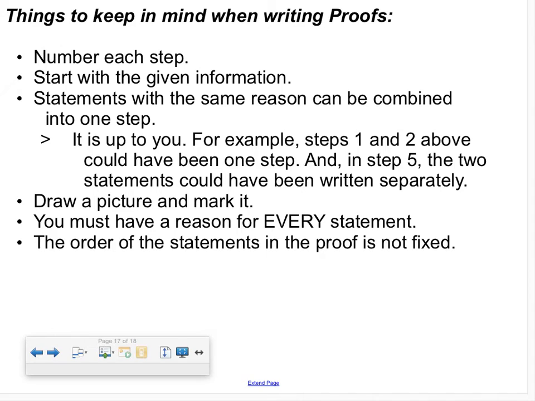A couple of things to keep in mind. Make sure you number each step. Always start with what's given. Sometimes the given is explicit, meaning it's written out. Sometimes it's in a picture, right? They give you a picture and there's some markings on it. Statements with the same reason can be combined. It's totally up to you. Generally, on tests, I don't combine, so that way it doesn't become confusing. If you have a picture or if you don't, you should draw one and then mark it. You should have a reason for every step, and generally, there's some parts of a proof where the order doesn't matter.